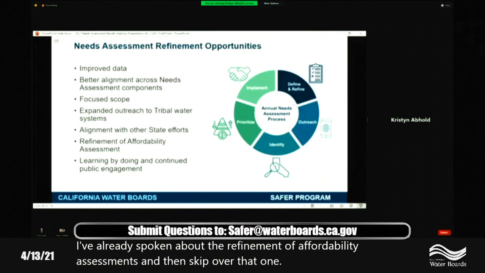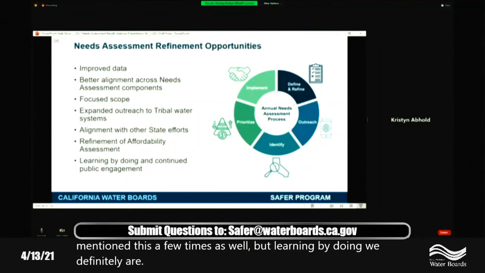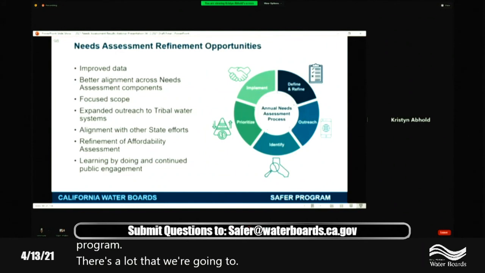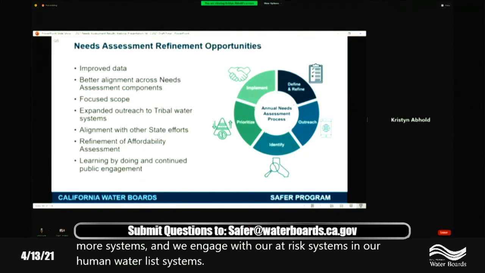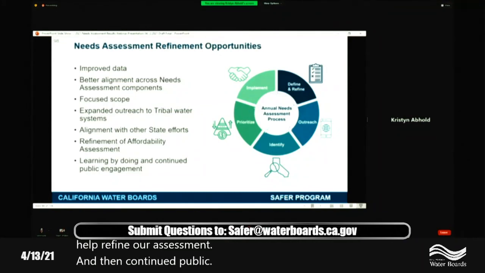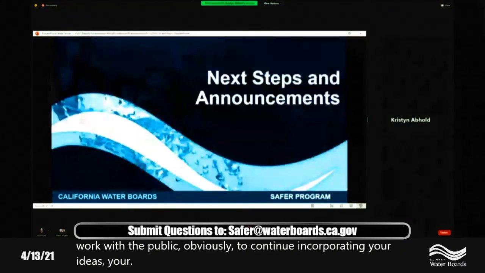And you've heard me mention this a few times as well, but learning by doing. We definitely are at the beginning stages of implementing the SAFER program. There's a lot that we're going to learn as we work with more and more systems, and as we engage with our at-risk systems and our human right to water list systems. And we want to take that learning and help refine our assessment. And then continue public engagement. We want to continue to work with the public, obviously, to continue incorporating your ideas and recommendations into our methodologies.